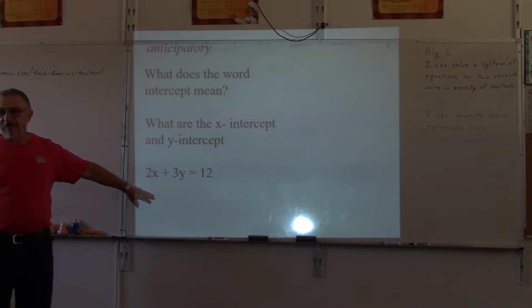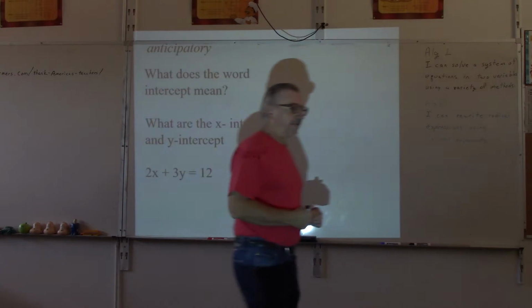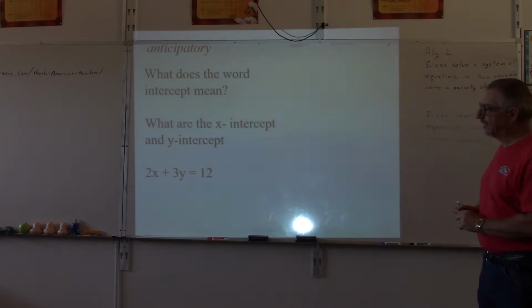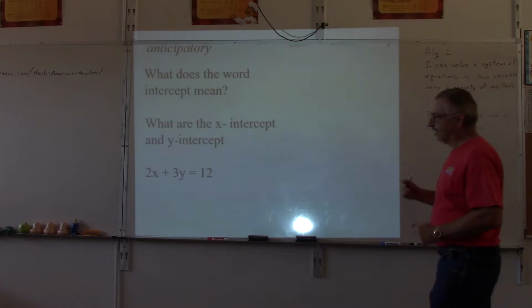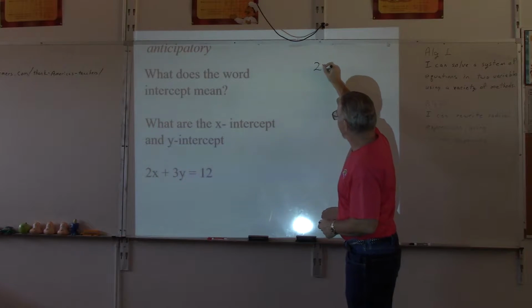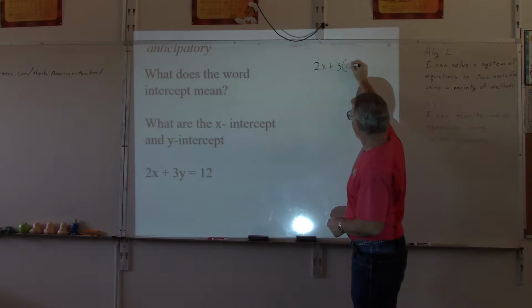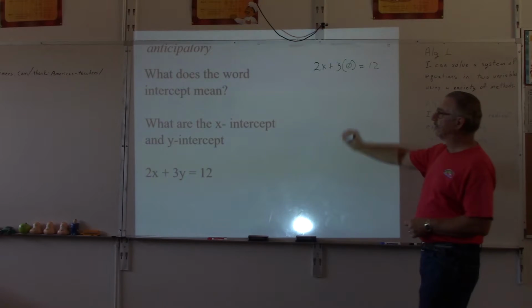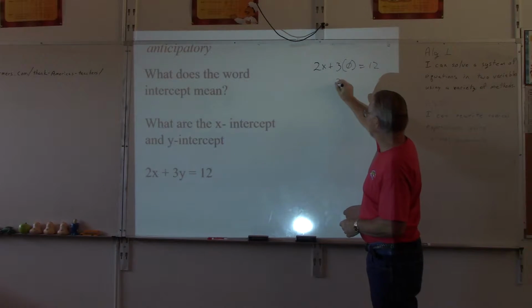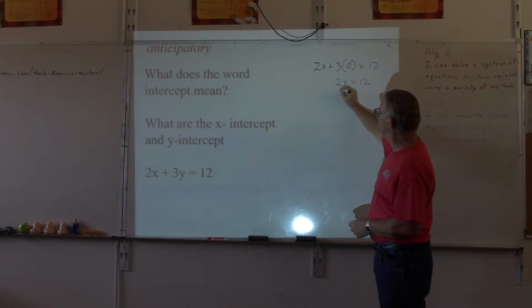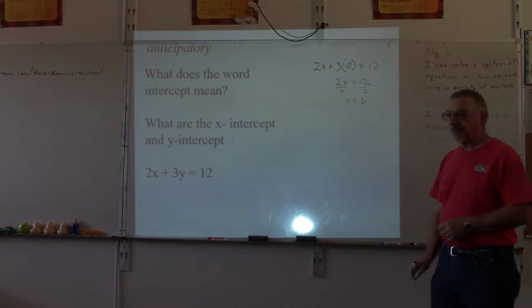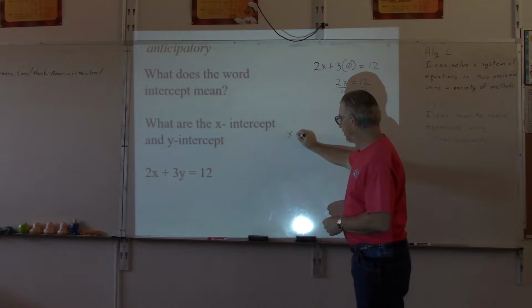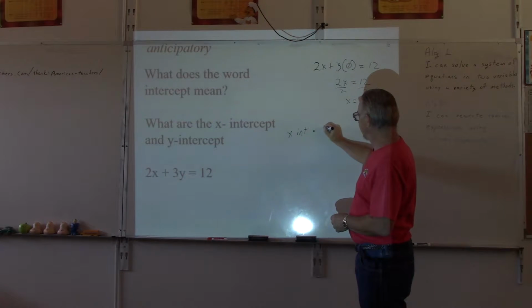If we take this equation and want to find the x-intercept, I'm going to say 2x plus 3 times 0 equals 12. I'm going to solve this for x, so I have 2x equals 12. Divide by 2, x equals 6. My x-intercept is 6, 0.